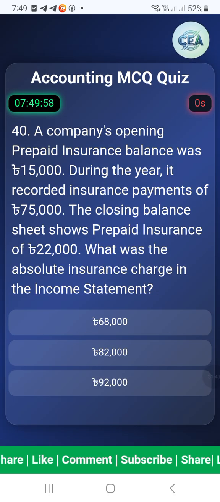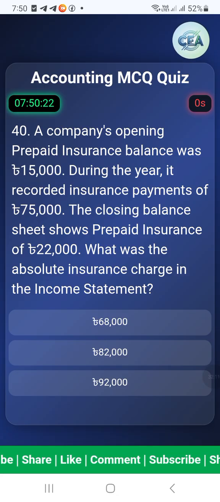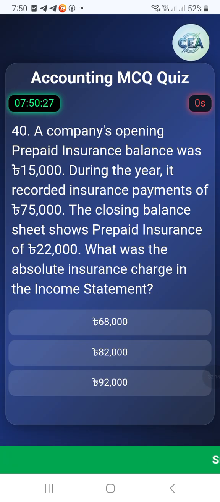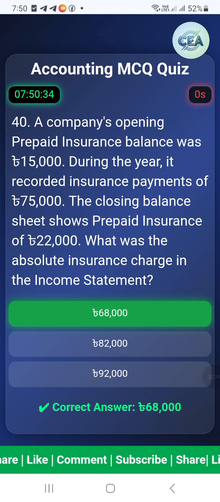40. A company's opening prepaid insurance balance was 15,000 takas. During the year, it recorded insurance payments of 75,000 takas. The closing balance sheet shows prepaid insurance of 22,000 takas. What was the absolute insurance charge in the income statement? Option 1, 68,000 takas. Option 2, 82,000 takas. Option 3, 92,000 takas. Correct answer is 68,000 takas.